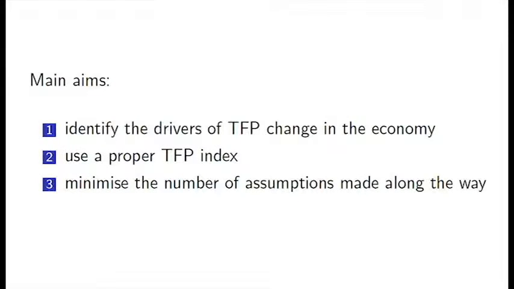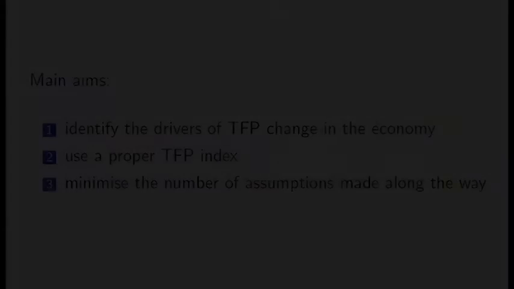So the main aim here is to identify the drivers of total factor productivity, TFP, total factor productivity change in the economy. And there's a couple of things. Firstly, I want to use an index number that is proper in the sense that it satisfies some very basic axioms from index number theory. This is one thing that sets this paper apart. And the other thing that I want to do is I want to minimise the number of assumptions along the way that I need to make in order to identify all of these drivers.